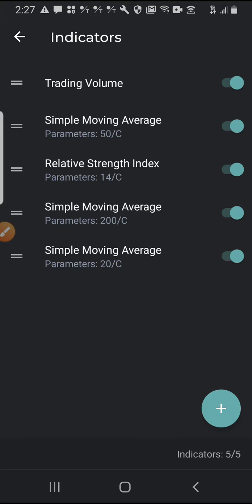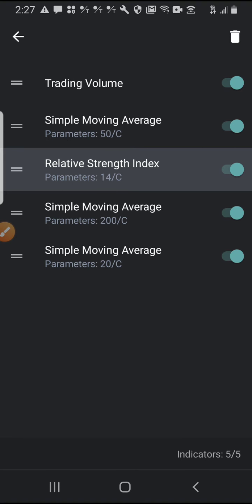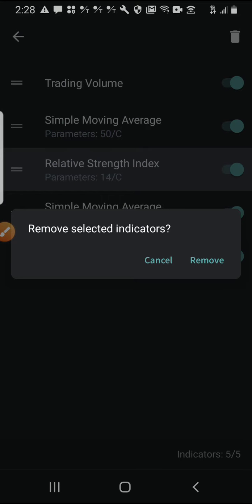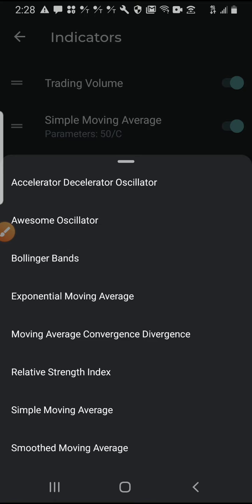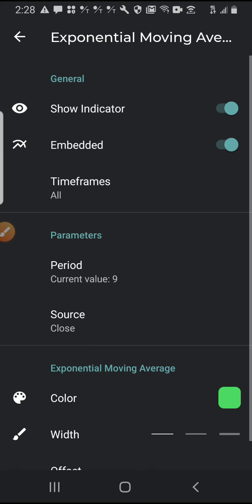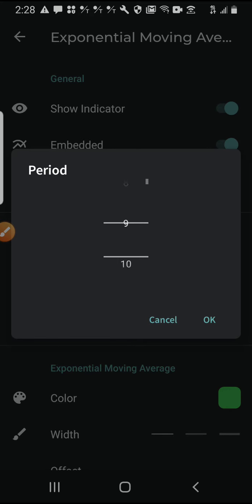Let me see if I can delete one actually. Yeah, but actually I don't want to delete it because it helps me a lot in my trade, but I'll try and activate it back. So let me first remove the relative strength index, and let's try to add the exponential moving average. You can see it here, EMA, and we click on it, and it says we want to give it a period. So I normally make use of a 9 days period.